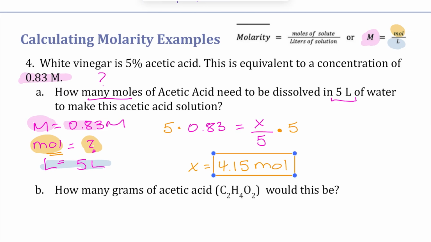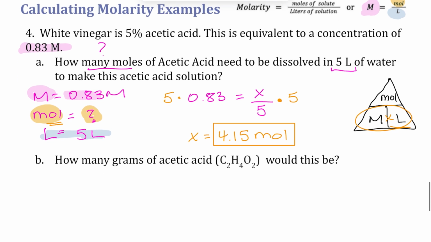Again, if you like the triangle, you can have that written down, that molarity equals moles per liter. With that one, we could see that we're finding moles, so we would have done molarity times liters. From that, the bottom of that is going to equal moles.